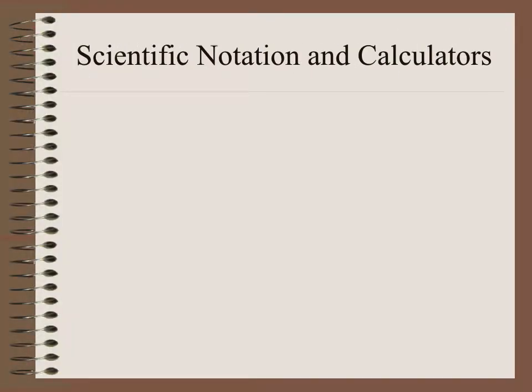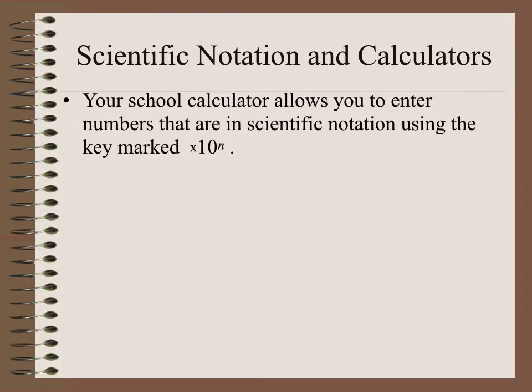So let's get started. First, I would like you to take a look at your school calculator. In looking at the cover, you will notice that it will allow you to enter numbers that are in scientific notation by using the key marked times 10 to the n. Note that it is about 2 keys above the number 8 key. Pause the video now in order to find this key.